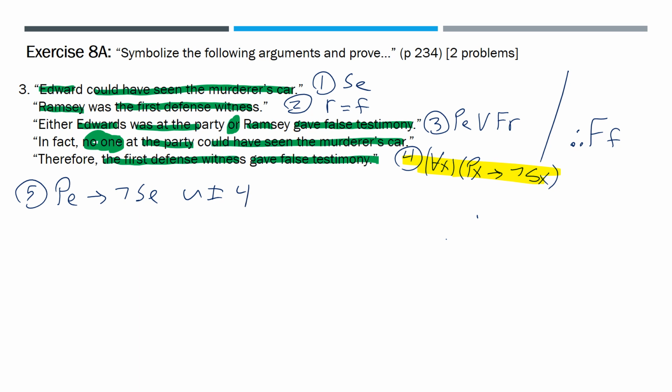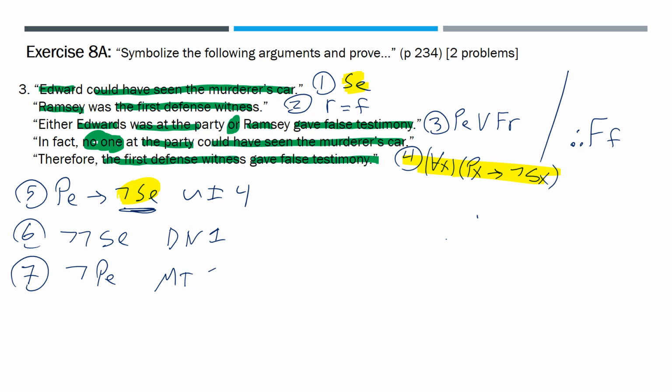If Edwards was at the party, then Edwards could not have seen the murderer's car. Moreover, premise 1 tells us that Edward could have seen the murderer's car, but SE is contradictory to not SE. Thus for line 6, let's double negate line 1. Now we can deny that consequent. So for line 7, we can get not PE by modus tollens with lines 5 and 6.